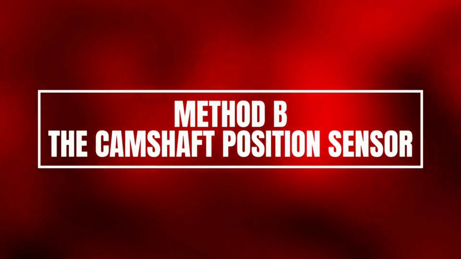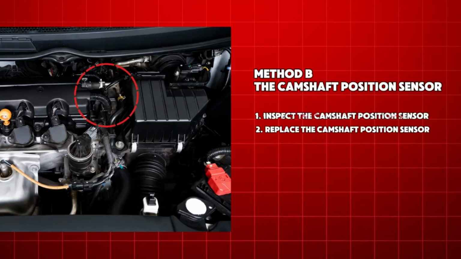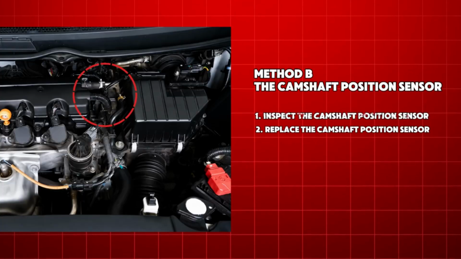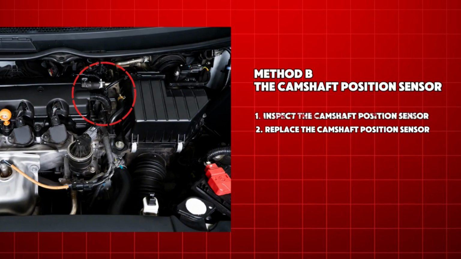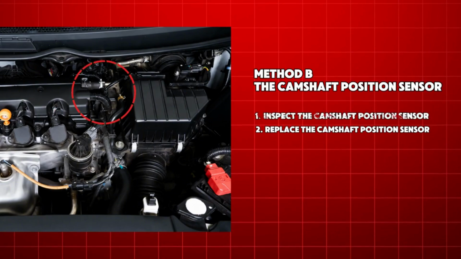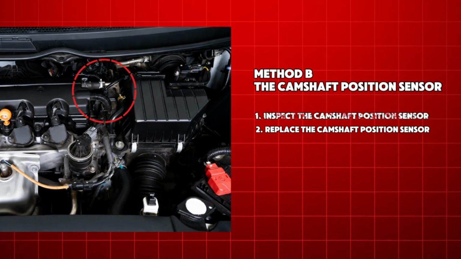Method B, the camshaft position sensor. The camshaft position sensor is located in the valve cover near the top of the engine, or it can be located at the front or rear of the cylinder head.